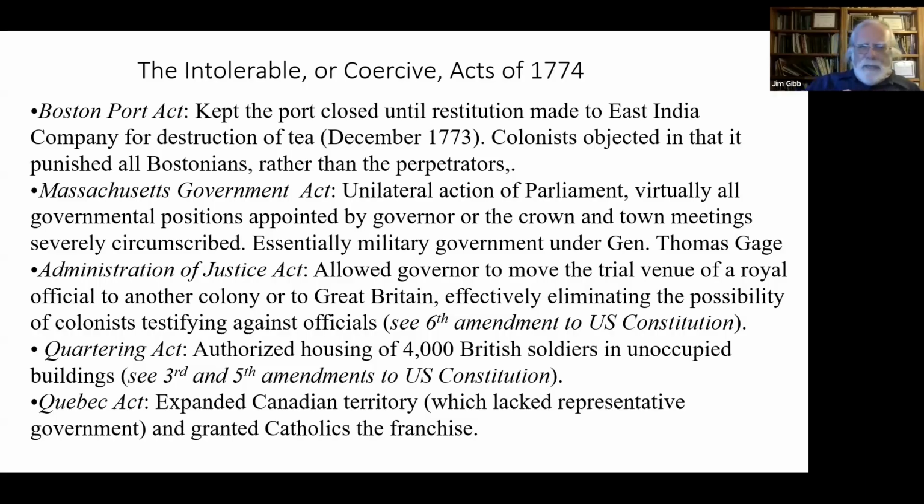The most insulting of the acts was the Quebec Act. That expanded the Canadian territory, which, remember, after the French and Indian War, everything north of the St. Lawrence, all that was alternatively called Canada, Quebec, that became totally British.